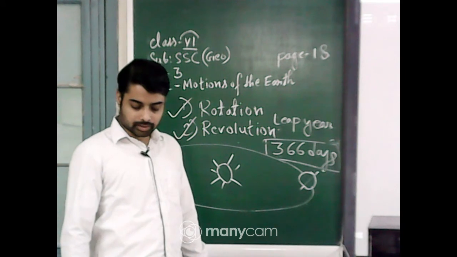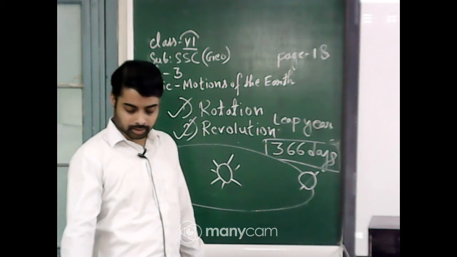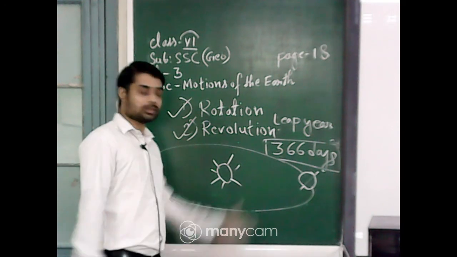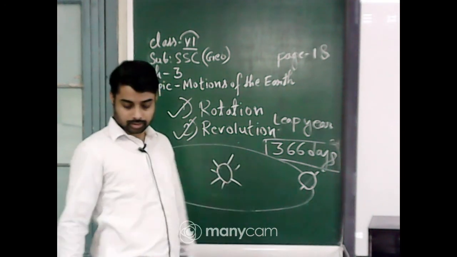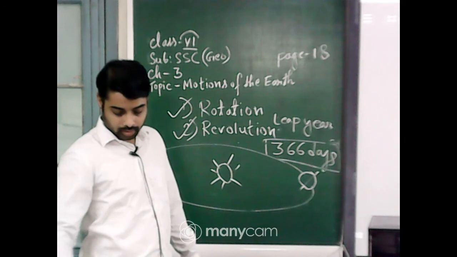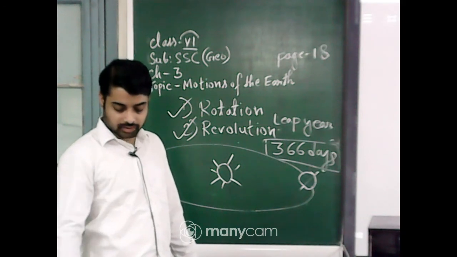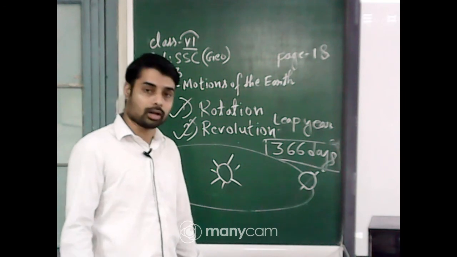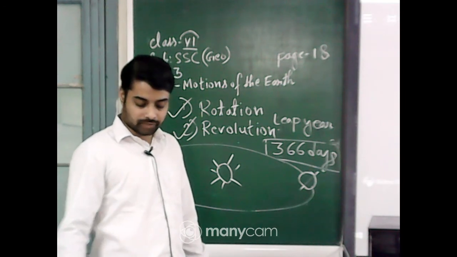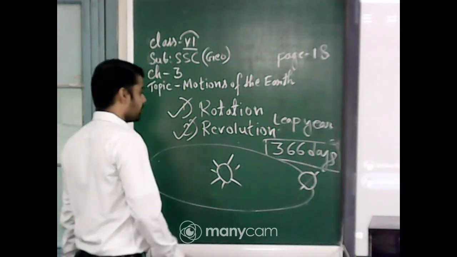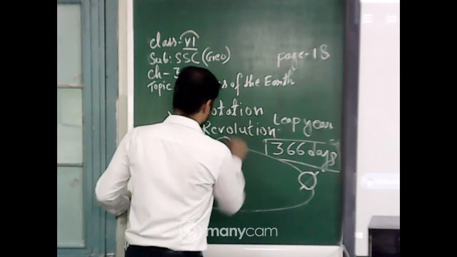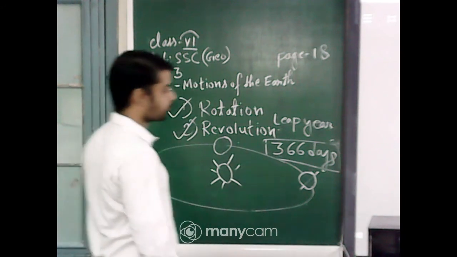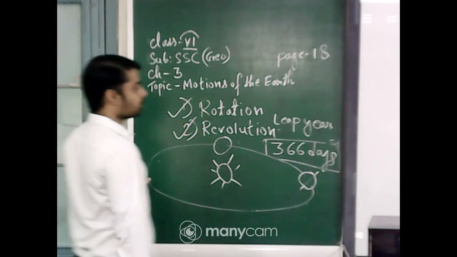a year is usually divided into some seasons. Seasons are created because of this elongated elliptical orbit. Seasons change due to the change in the position of Earth around the Sun. So in figure number 3.3, it is clearly mentioned. Okay, very good.